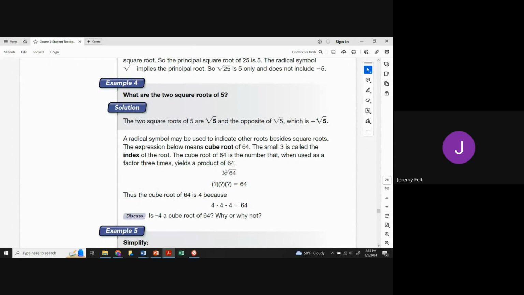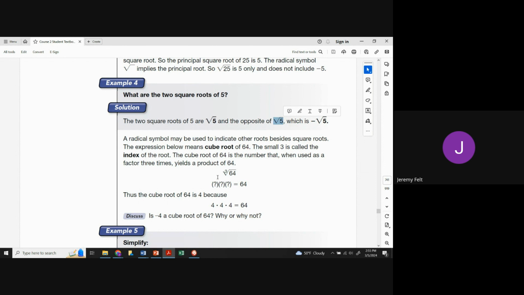Cubed root, again, this is something we haven't seen, but again, this little number in there. So we think what number to the power of 3 equals 64, and then we can do a cubed root. We can do a 4th root, 5th root, 6th root. So we've been typically just doing this radical sign, which indicates square root. We don't write in the 2, but it's implied.